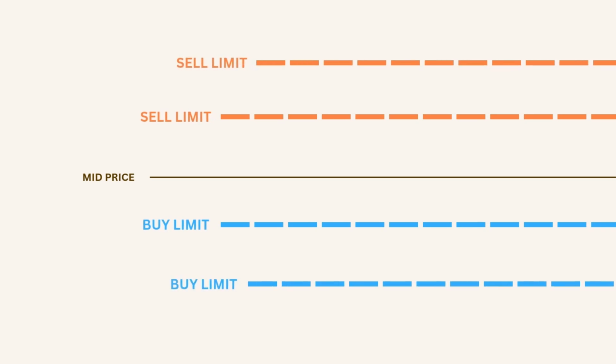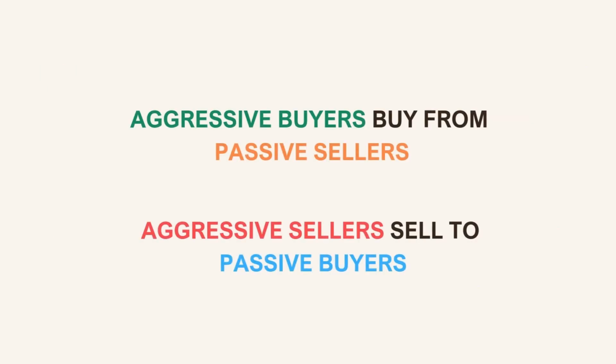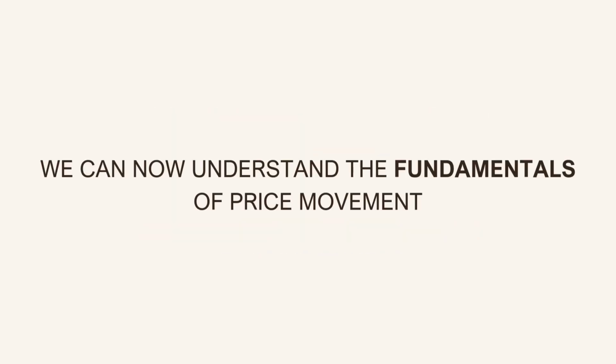Passive participants do the opposite. They place limit orders and wait. Their orders form the best bid and best ask, the prices aggressive traders interact with. So every time an aggressive buyer trades, they're buying from a passive seller, and every aggressive sell trades into a passive buyer. Once you see this relationship, you start to understand why price moves.